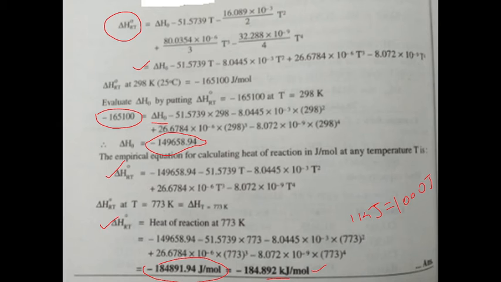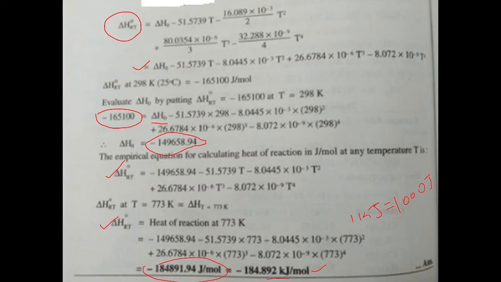So next we are going to calculate the integration constant delta H naught. How will you calculate delta H naught at the standard temperature 298 Kelvin? What do you do here? Substitute capital T equal to 298 Kelvin in the previous expression. On the LHS, the standard heat of reaction at 25 degrees Celsius or 298 Kelvin is the given data. You should take that value, minus 165100.